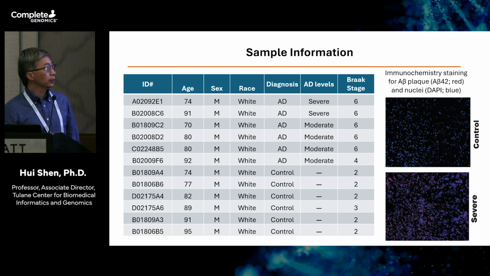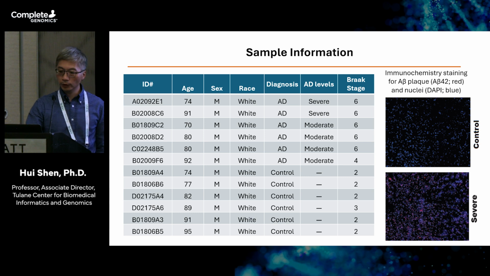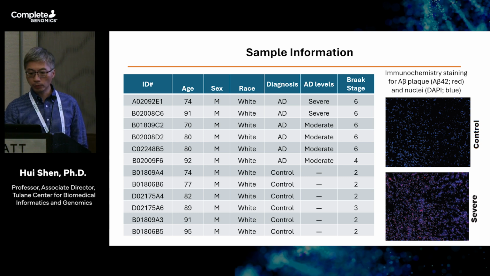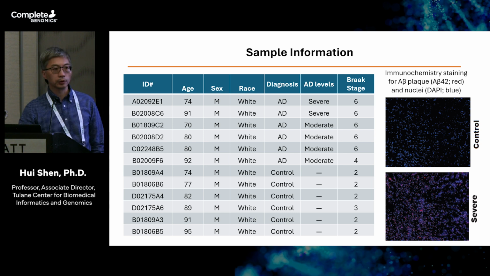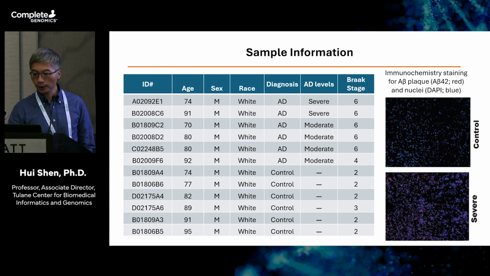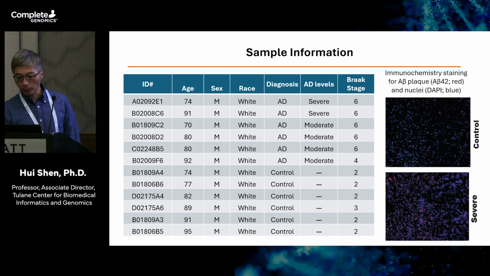Within this AD group, we further separated them into 2 subgroups, moderate AD and severe AD. These are based on immunohistochemistry staining of the A-beta plaque. There are 2 images showing an example, where the red dots represent the positive A-beta plaque staining.